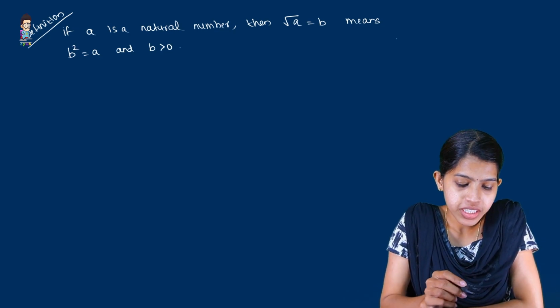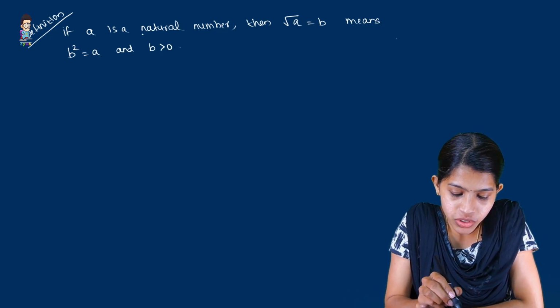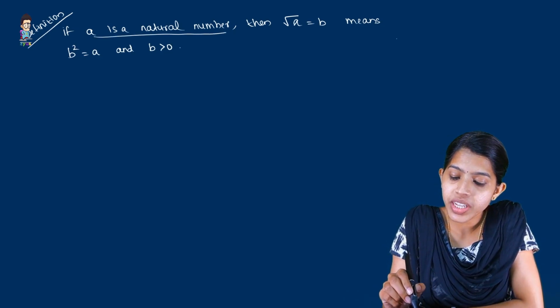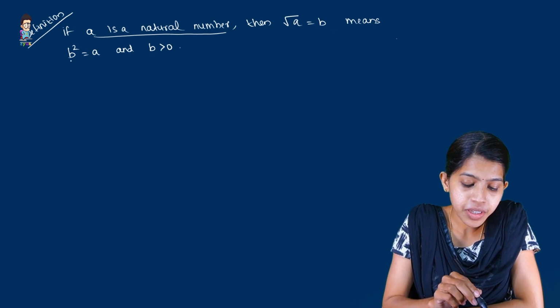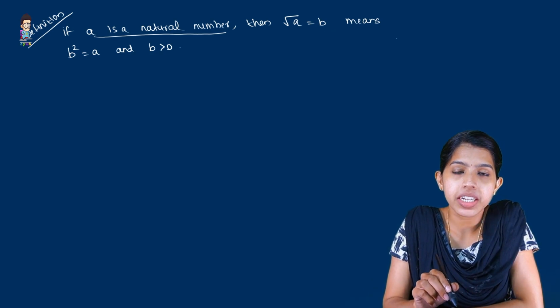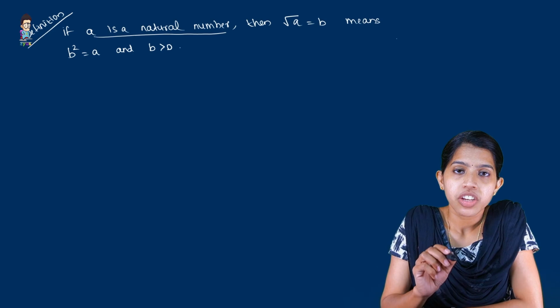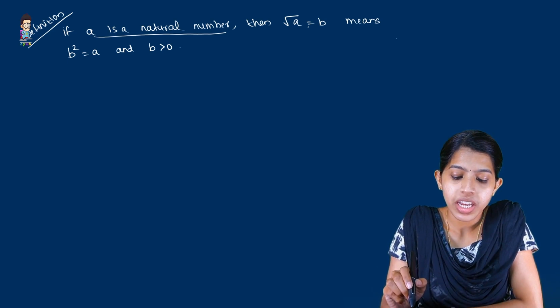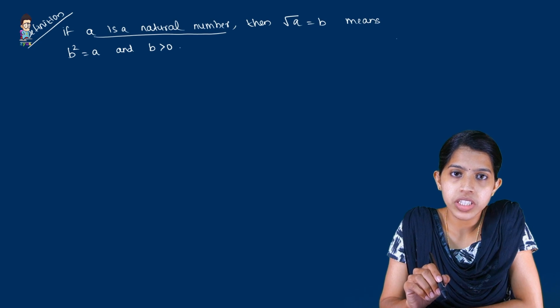Now, look at the definition. If a is a natural number, then root a is equal to b means that b square is equal to a and b greater than 0. That is, we have defined the square root for a natural number. And we can extend this definition to the set of positive real numbers.